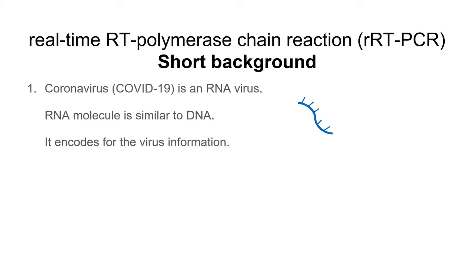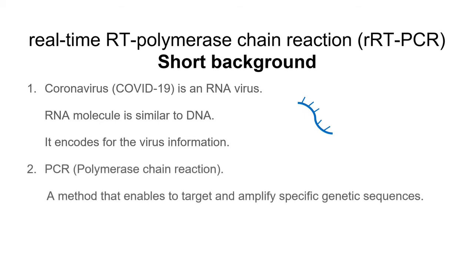Why are we interested in the genetic code? As mentioned earlier, when collecting a human sample, we look for the molecule as a sign or a signature that the virus is there in the sample. PCR, polymerase chain reaction, is a method that enables us to target and amplify specific genetic sequences. Let's see what it means.